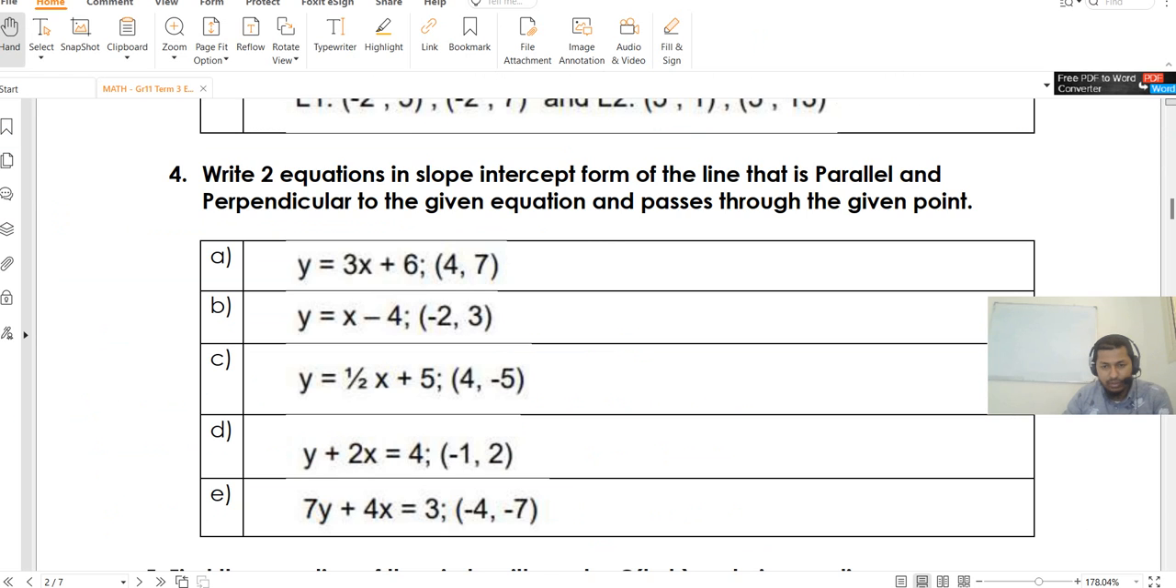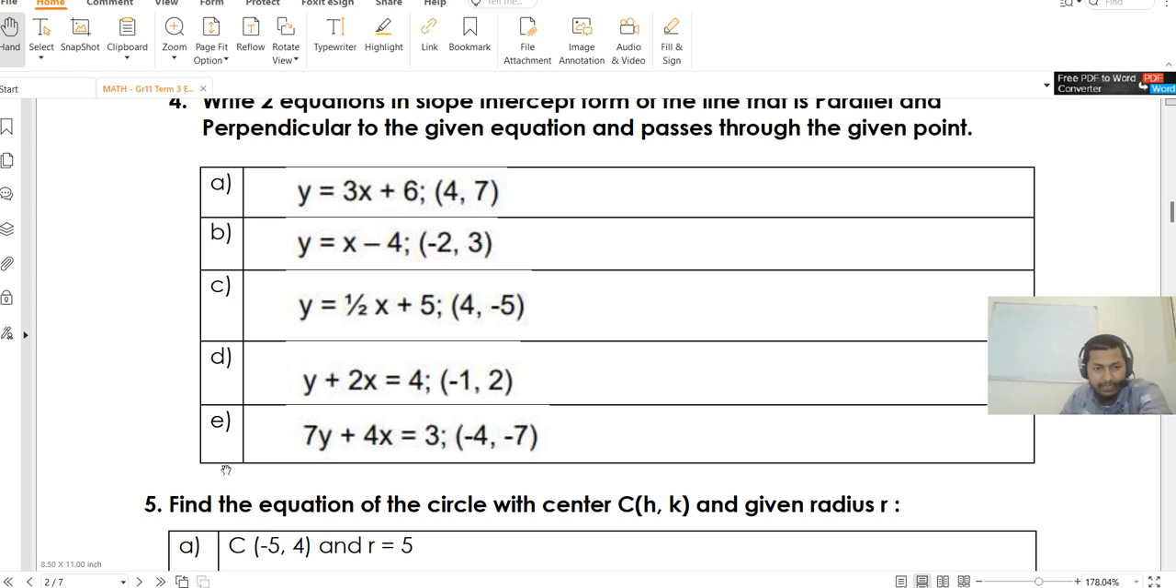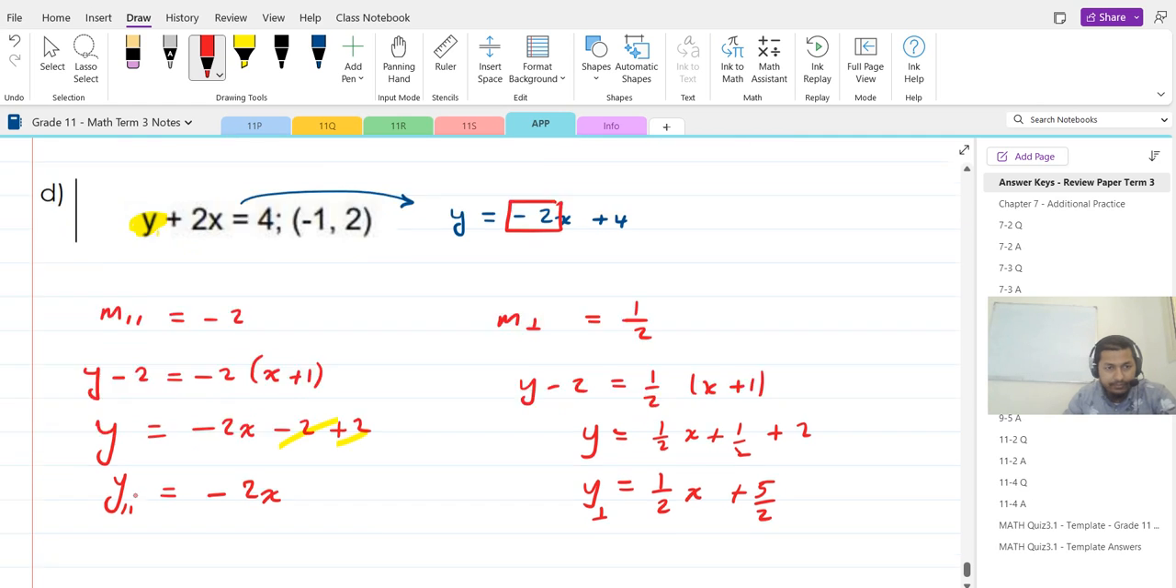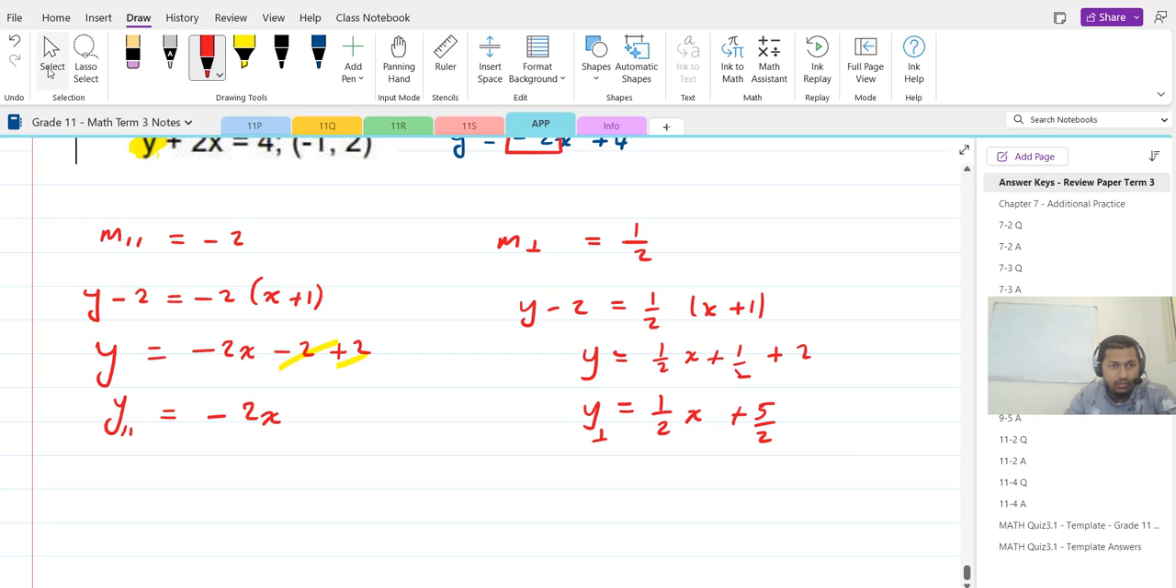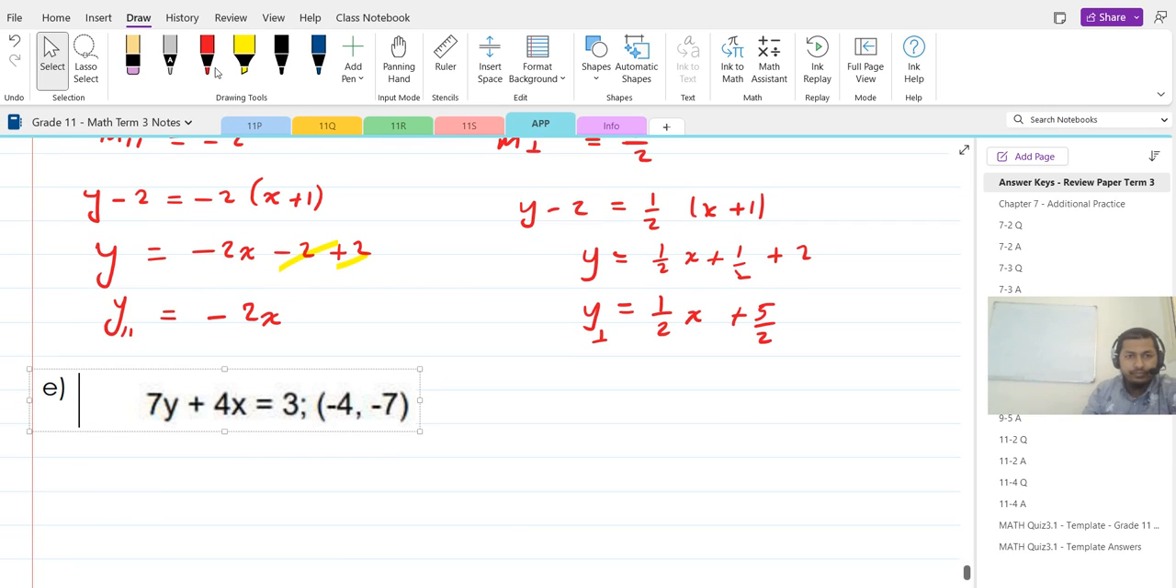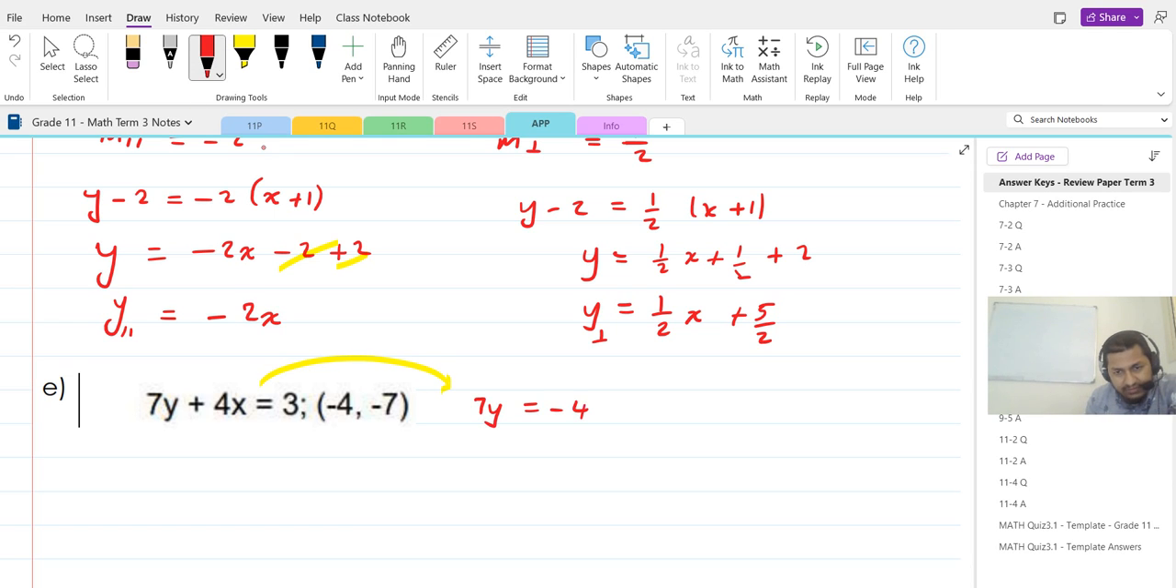Continuing with the next problem. Right, so what do we have in here? Yes, even a better sum. So if we take this over and resolve for y, we're getting 7y equals negative 4x plus 3. So y equals negative 4 over 7x plus 3 over 7.